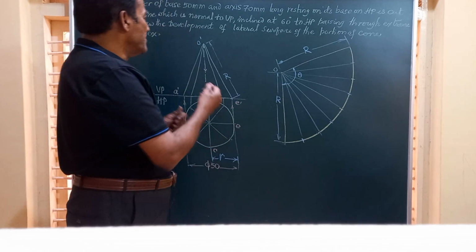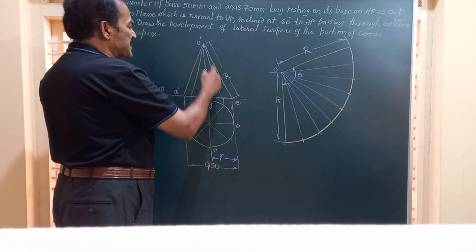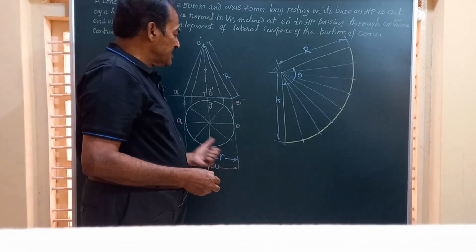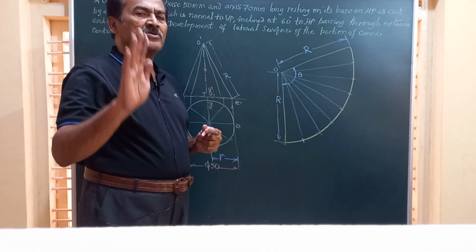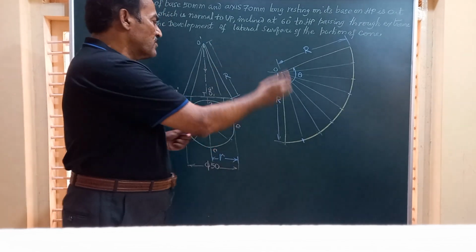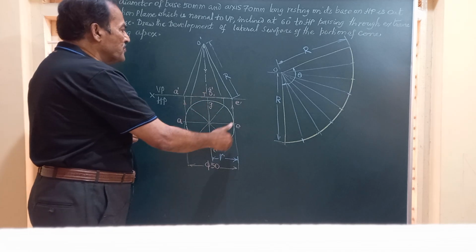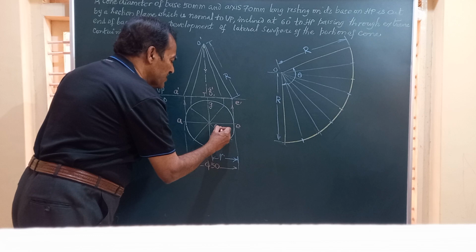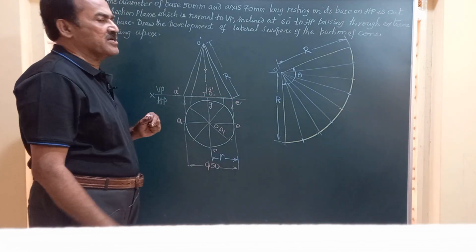And friends, in the front view, you have so many lines like this. These are all called the generators. Since the circle is divided into 8 equal parts, you will have 8 generators in the top view, and 8 in the front view. I will mark this as O, O1. So we have got the front and top views.